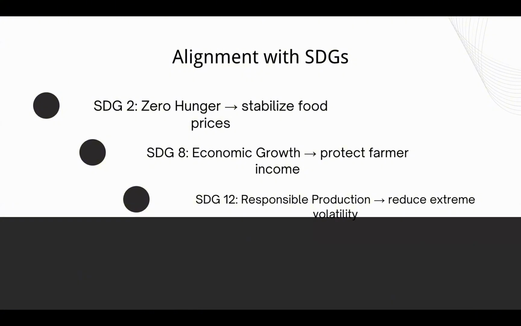Second is SDG 8, decent work and economic growth. Our risk management prevented sharp price collapses that could harm farmer incomes, supporting sustainable agricultural livelihoods. The last is SDG 12, responsible consumption and production. Diversifying across futures, options, and sectors reduced extreme volatility in the food market, promoting a healthier and more stable trading environment.